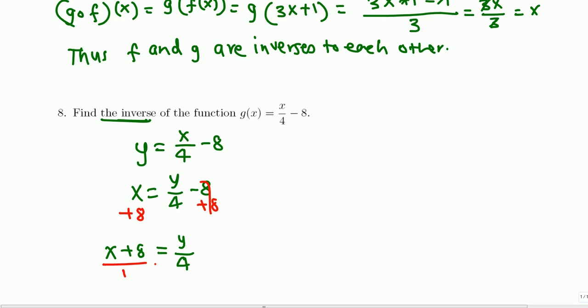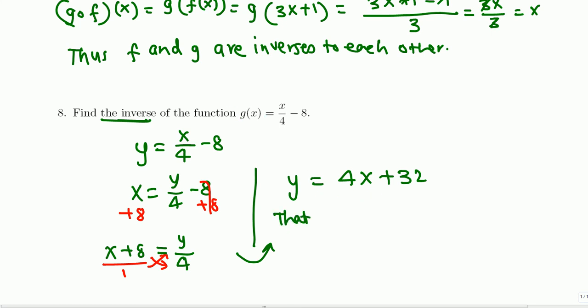Now we have one fraction on each side, so we can cross multiply. Let me write y first: 1 times y is y equals 4 times (x plus 8). So just distribute 4. 4 times x is 4x plus 4 times 8 is 32. So we isolated y, which is the inverse of g of x. We have a notation for inverse: we write g raised to negative 1. g inverse of x is 4x plus 32. Final.